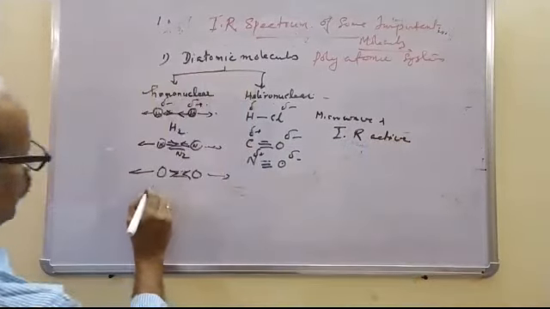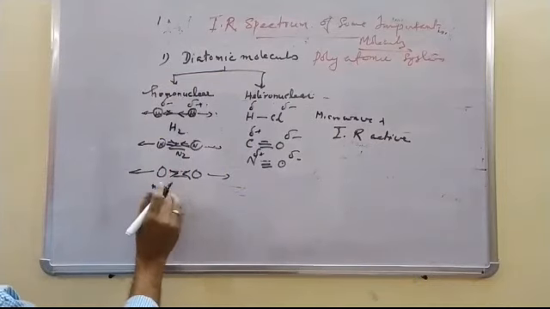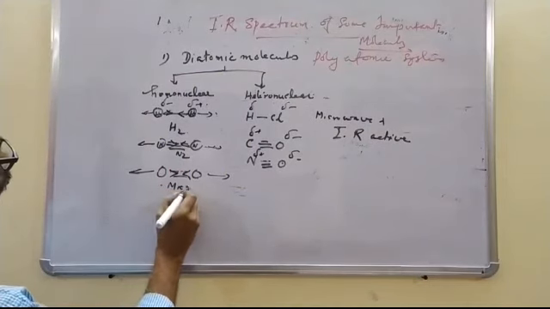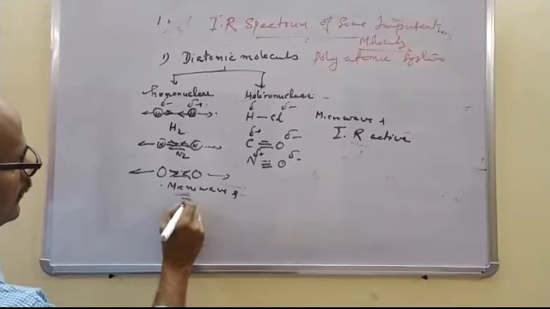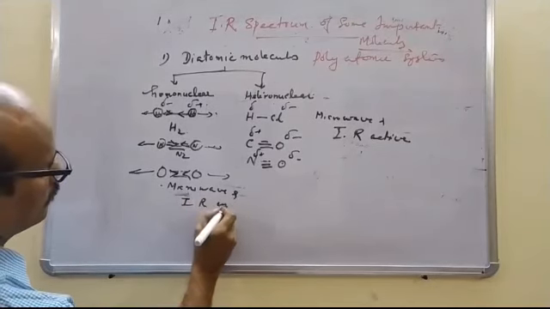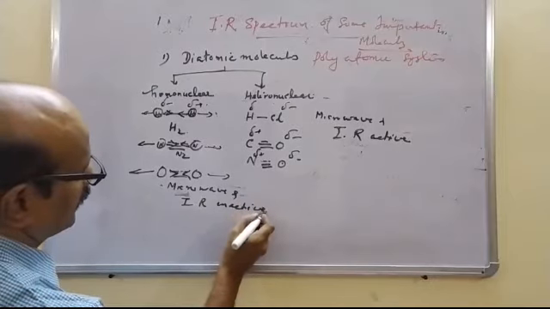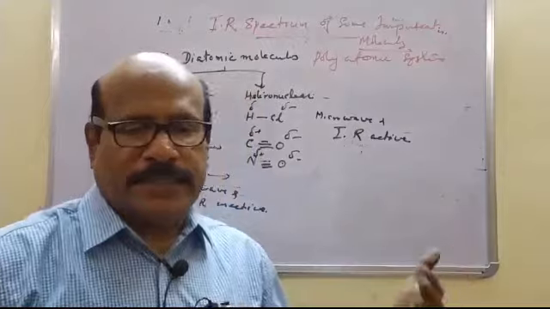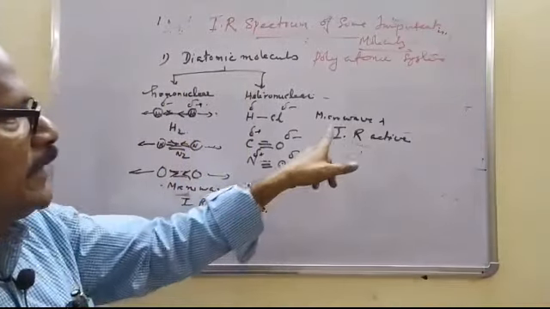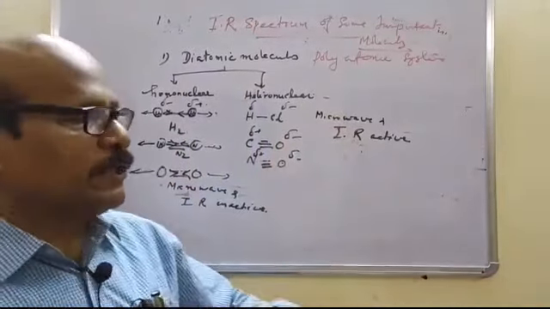ഇത് no microwave inactive, microwave and IR inactive. ഇതാണ് ഞാൻ പറഞ്ഞത്. ഡയറ്റമിക് മോളിക്യൂൾസിന്റെ കേസിൽ ഹോമോന്യൂക്ലിയർ രണ്ടും ഇനാക്റ്റീവ് ആണ്, IR മൈക്രോ ഇനാക്റ്റീവ് ആണ്. എന്നാൽ heteronuclear system micro IR active ആണ്.